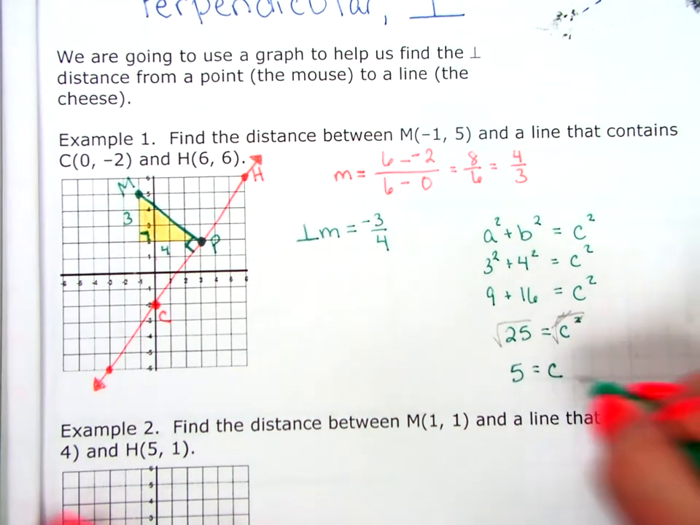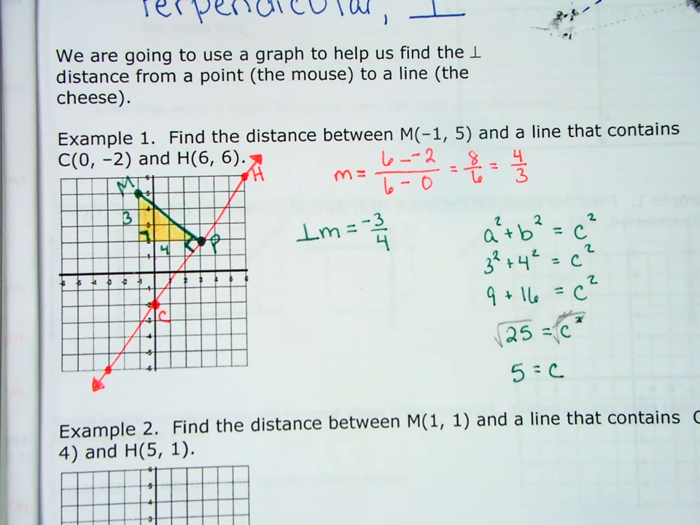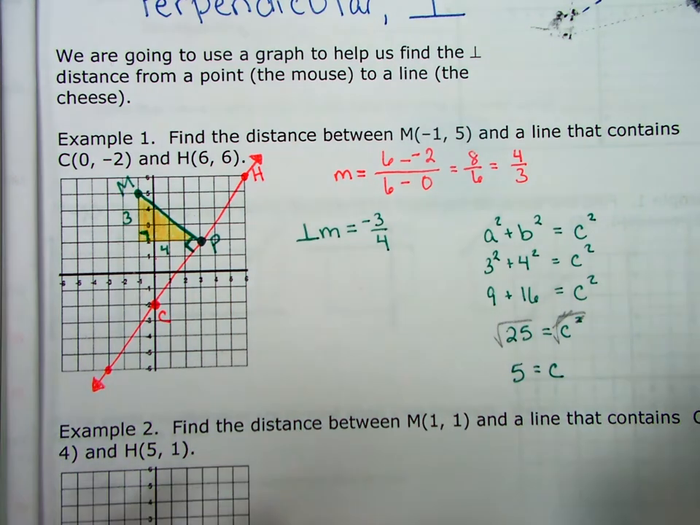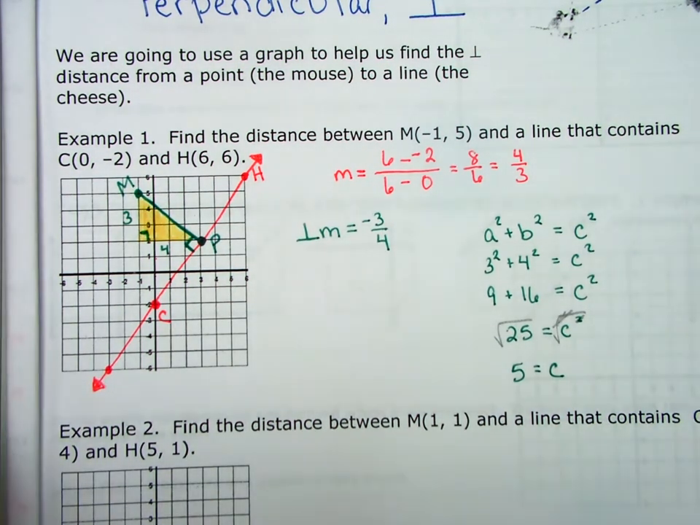And really in Algebra 2, we learned that the square root of 25 is plus or minus 5. But since we're talking distance, it's just a positive, because in geometry, we like to be positive. So the distance between M and the line is 5 units.